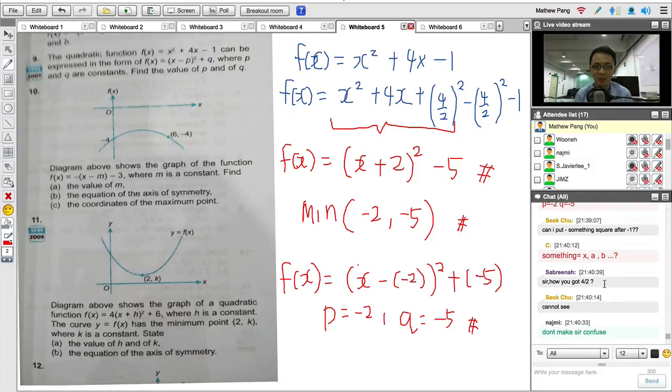Sir, how did you get 4 over 2? Oh, 4 basically I got from here, because this is ax squared plus bx plus c, isn't it? c is negative 1, b is 4. So 4 divided by 2. This is the formula, b over 2. Okay?